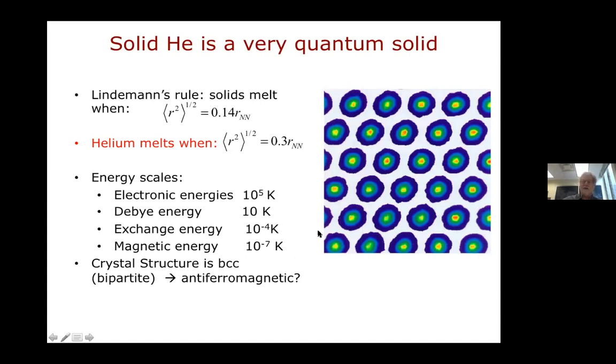And it's that energy which determines the magnetic properties of helium-3. Now, this is a hexagonal picture for two-dimensional helium, but in 3 dimensions, it forms a BCC lattice, not shown here. And that's a bipartite lattice. And so I think the physicist's first guess as to the magnetic order would be antiferromagnetic, because BCC is a bipartite lattice.